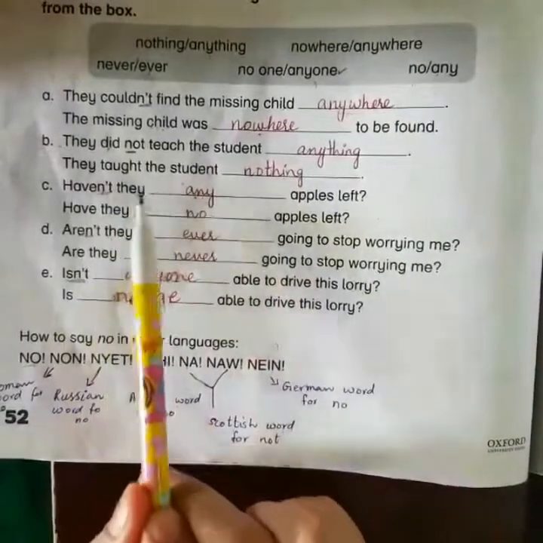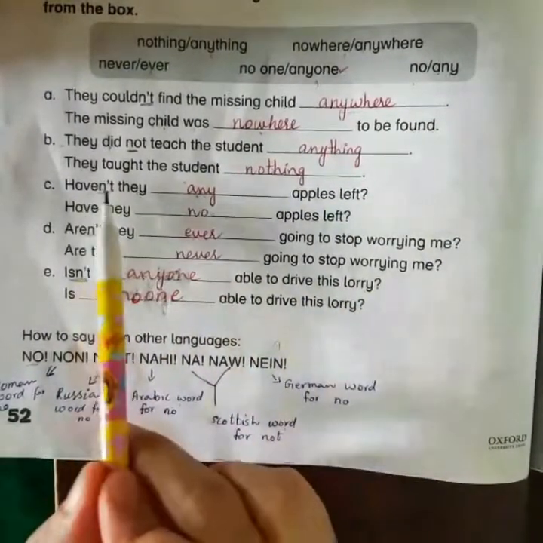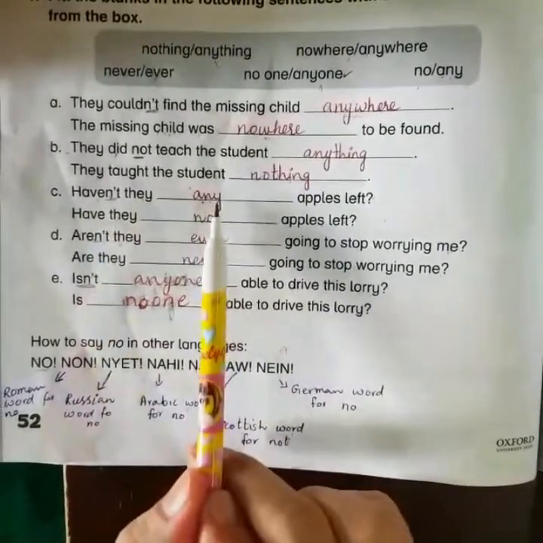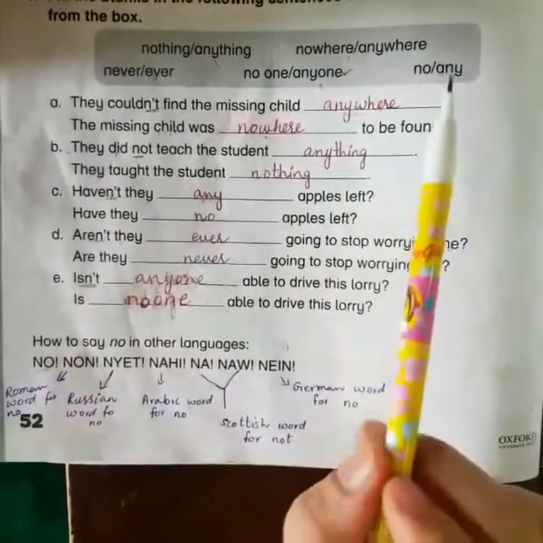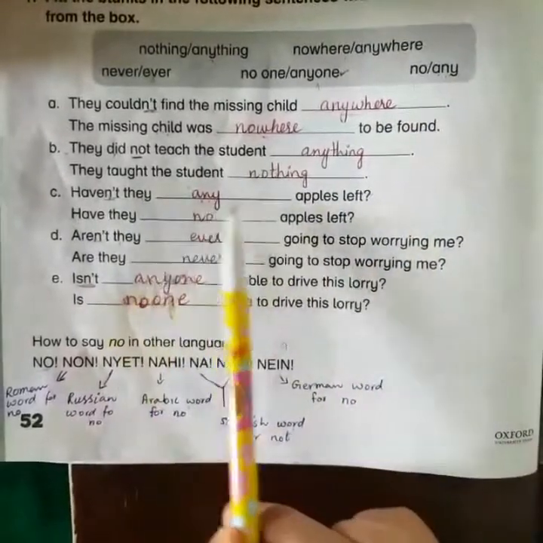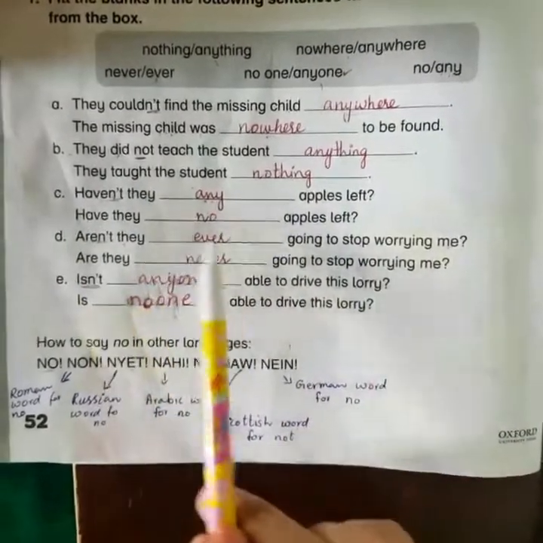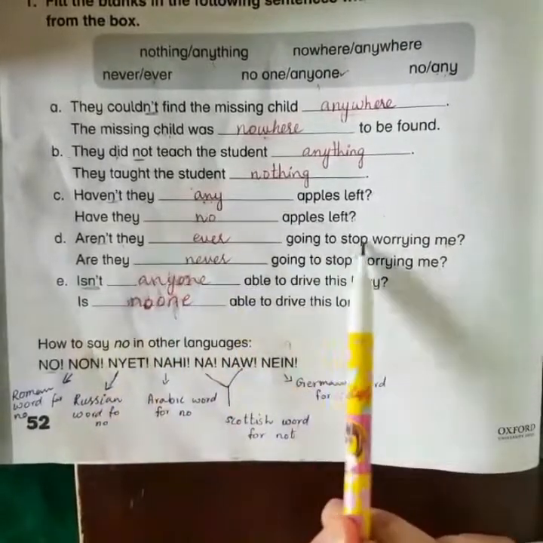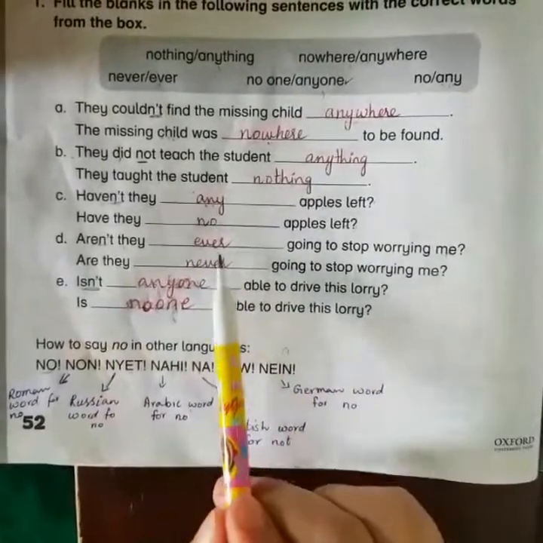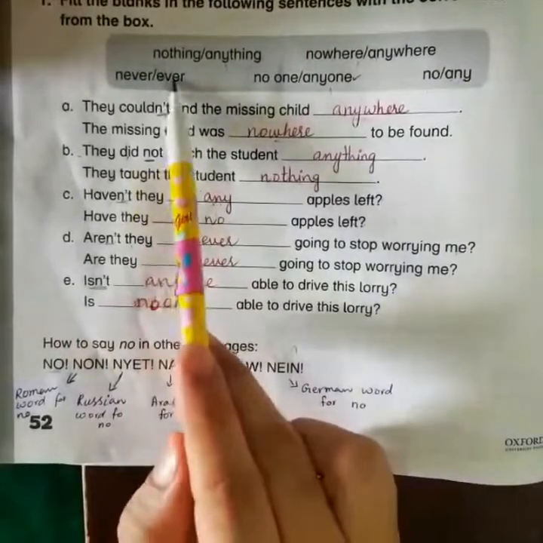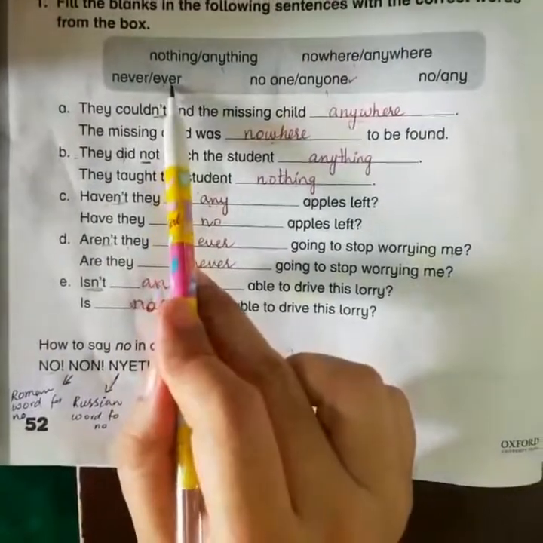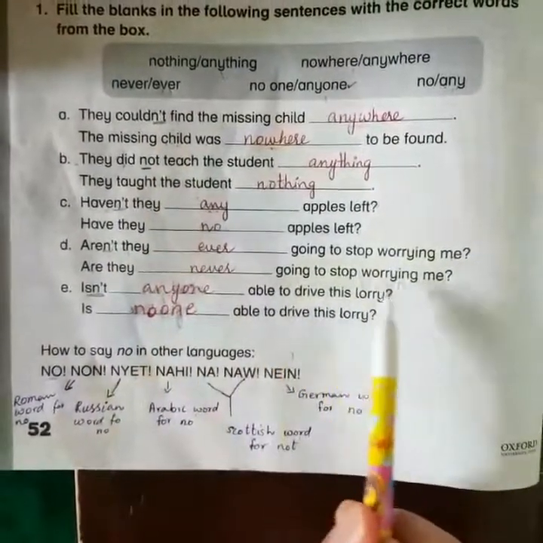C. Haven't they dash apples left? Here we already have a negative word, so we will not use another negative word, so we will use any. They haven't any apples left. Have they no apples left? D. Aren't they dash going to stop worrying me? Here we have to use one of them. As we are already having a negative word, we will use ever. Are they never going to stop worrying me?